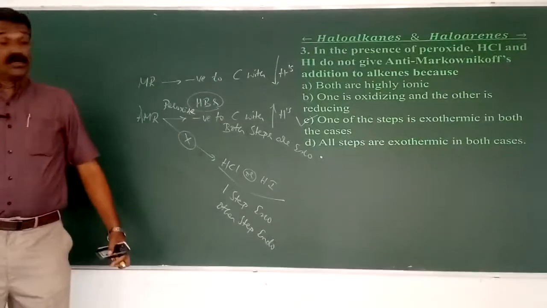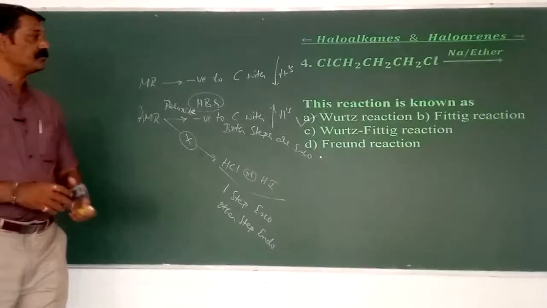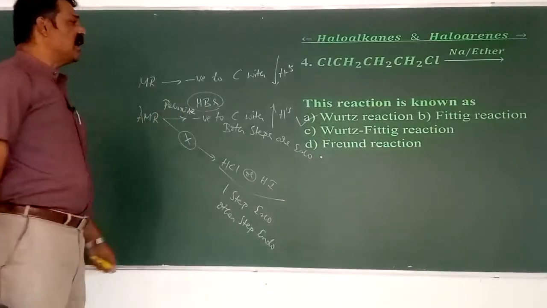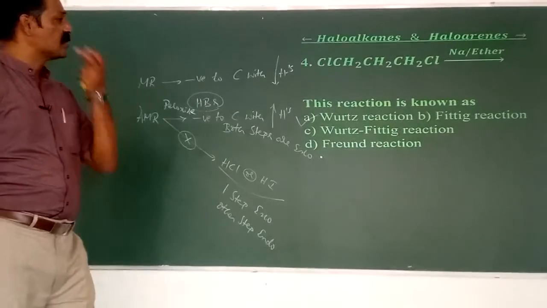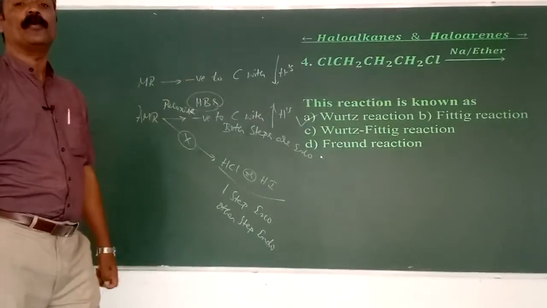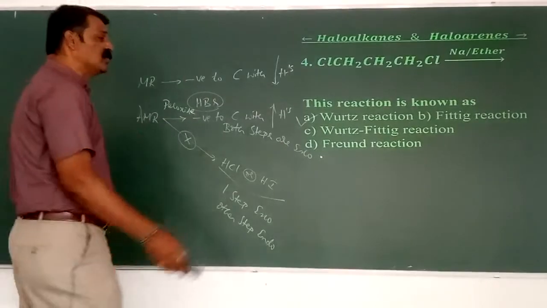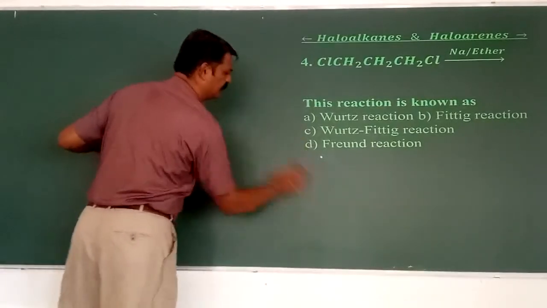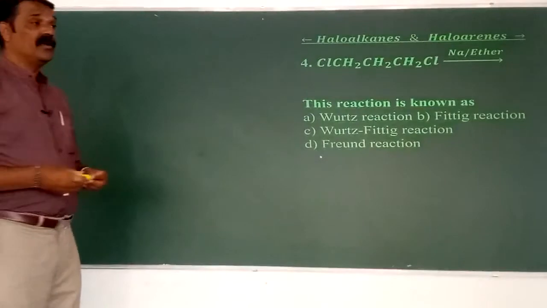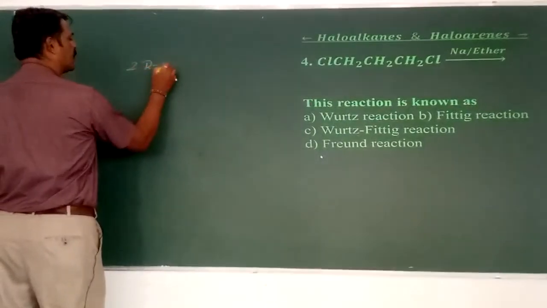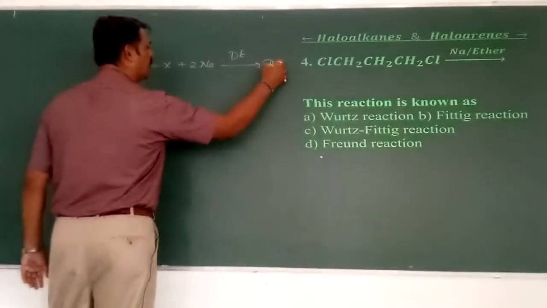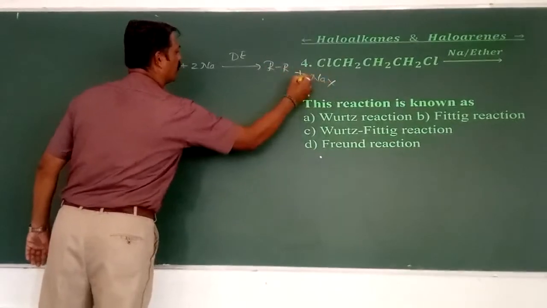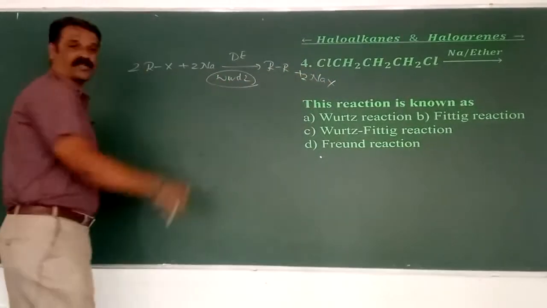Okay. So let's move on to the fourth one. Cl CH2 CH2 CH2 Cl in presence of sodium and ether. It is called 1,3-dichloropropane. This reaction is known as the Wurtz reaction, Fittig reaction, or Wurtz-Fittig reaction. When two molecules of RX are made to react with two atoms of sodium in presence of dry ether, we are getting this product. This is a well-known Wurtz reaction. But here, it is not a haloalkane, it is a dihaloalkane.